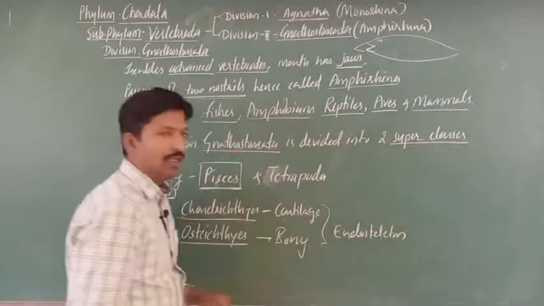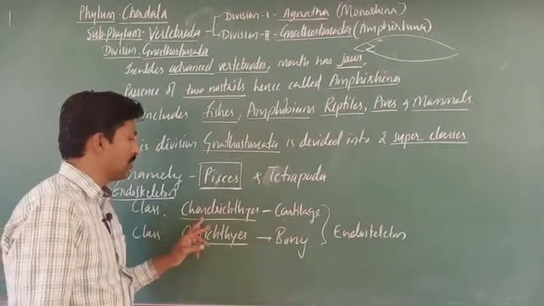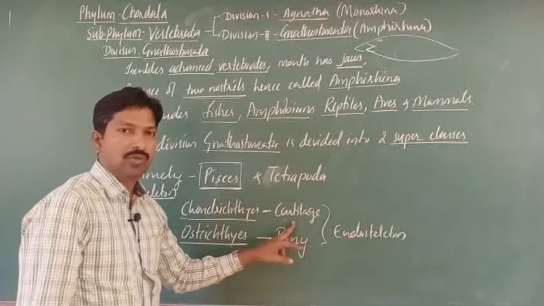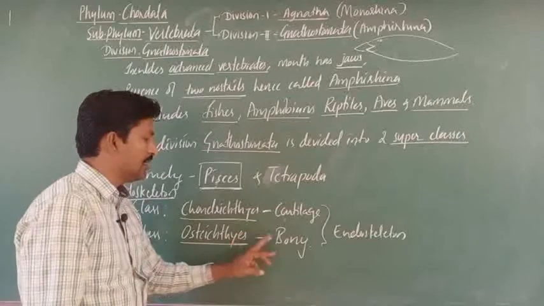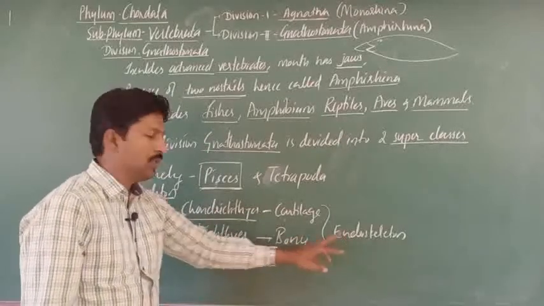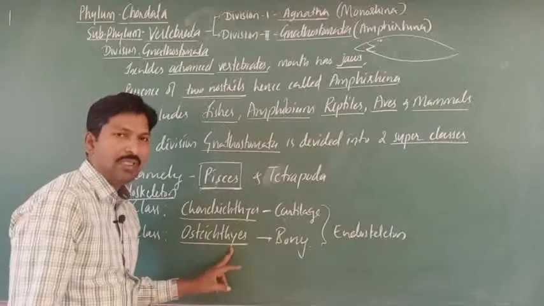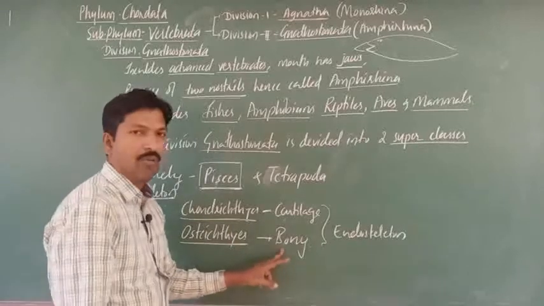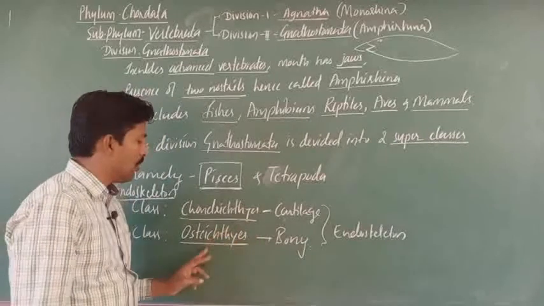The endoskeleton is made up of cartilage. They are considered in this class, Chondrichthyes, because chondrocytes are present in the cartilaginous tissue. In Osteichthyes the bony endoskeleton is present, so that class is named Osteichthyes, because the bony tissue is formed by osteocytes. Hence the name Osteichthyes.